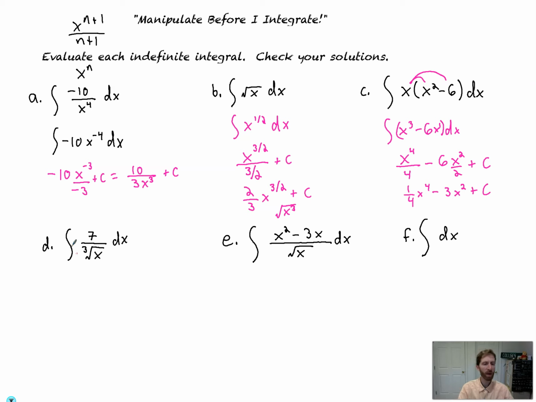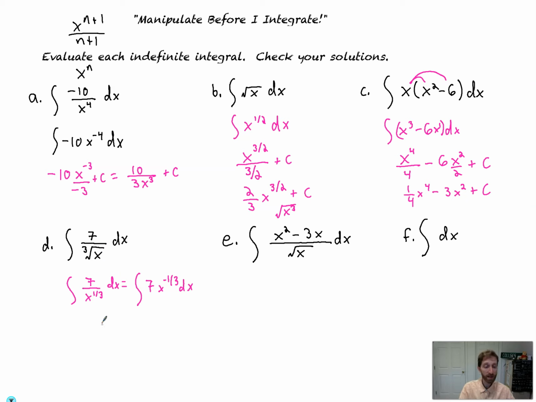Not bad. Okay, now this one right here is kind of gross. We got the cube root of x down there. We can rewrite that as 7 over x to the 1/3. But it's still in the denominator. So I'm going to rewrite it, and you can do it in one fell swoop if you like, as 7x to the negative 1/3. Now we're in a position to use this reverse power rule.